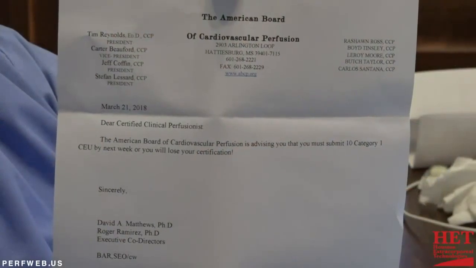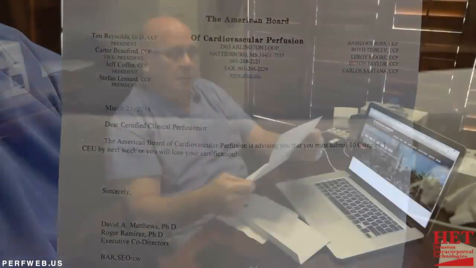Joe. Yeah. You got this urgent letter from the ABCP. Oh, wow. I wonder what this could be. To Joe Basha from the ABCP. Wow, this looks official. Dear Certified Clinical Perfusionist, the American Board of Cardiovascular Perfusion is advising you that you must submit 10 Category 1 CEU by next week or you will lose your certification. Sincerely, Dave Matthews, PhD, Roger Ramirez, PhD, and the executive co-directors. Let me call my immediate supervisor, Stephanie, and ask her if I can go. This is perfect.